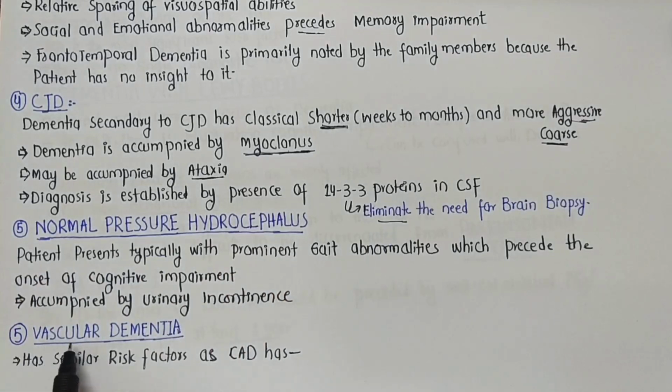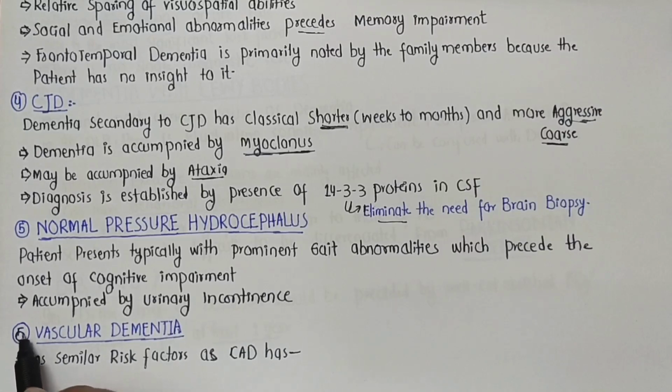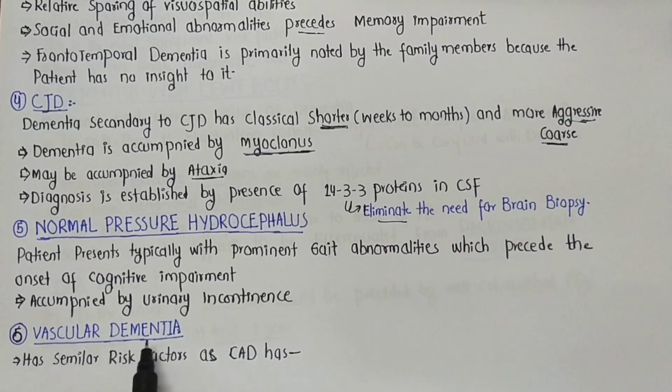And in the last, we will talk about vascular dementia. And this is, I think, the sixth irreversible cause. So vascular dementia, you know, the risk factors for vascular dementia are the same as those for coronary artery disease, like diabetes, hypertension, hyperlipidemia. These are the risk factors for coronary artery disease and cerebral artery diseases. So these risk factors also increase the risk for vascular dementia.